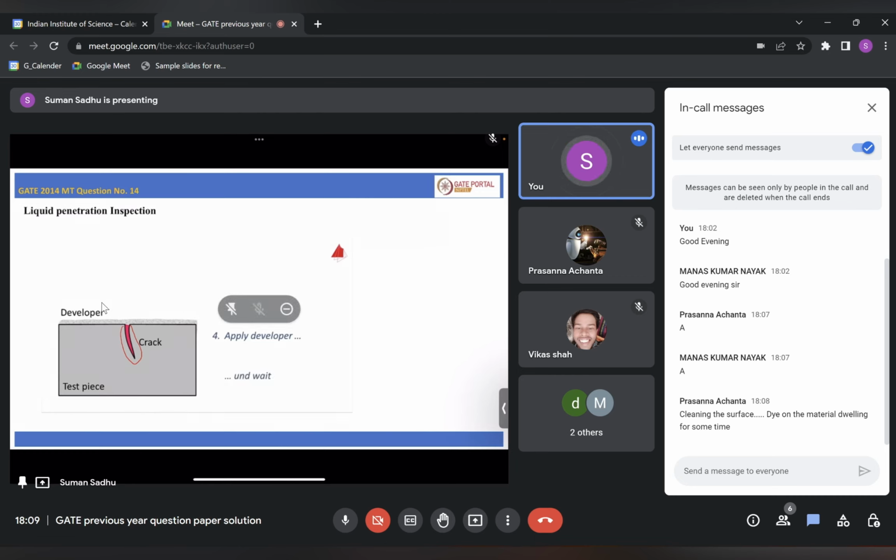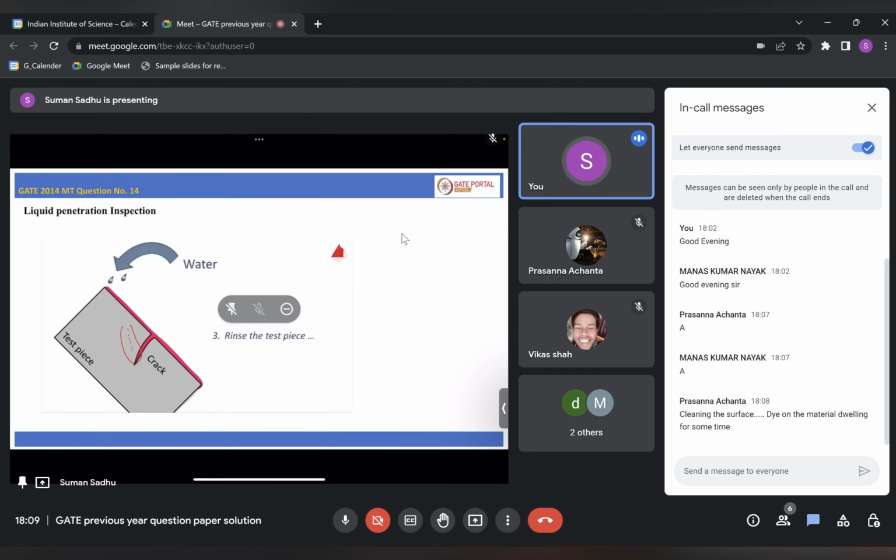Now we have to apply some developer, as you can see here. The developer is a kind of porous material. Again because of the capillary action, the liquid dye which was present inside the crack will go up into the developer, so that after some time you can see a colored region on the developer. That colored region shows the area where the crack is present.